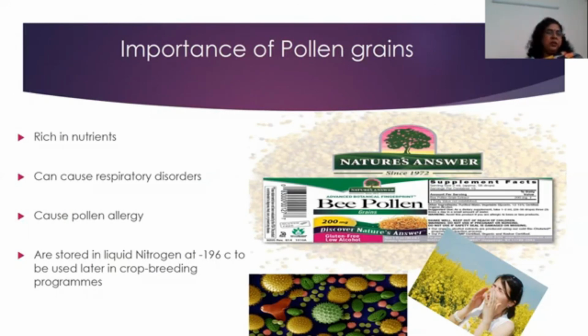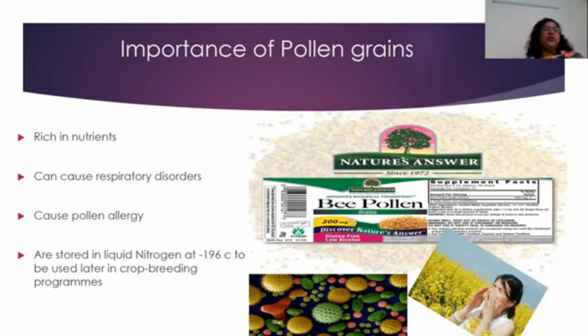Let's talk about storing of pollen grain. The pollen grains can be stored in liquid nitrogen at minus 196 degrees Celsius. And this is known as cryopreservation. Such pollen grains can be used as pollen banks in crop breeding programs.